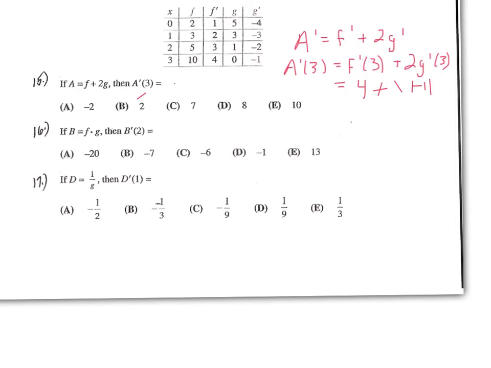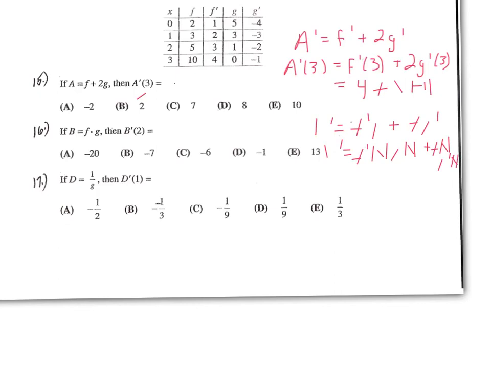B is f times g. So if we want to know b prime of 2 and the derivative of b, we're going to have to use the product rule. So b prime is going to equal f prime times g plus f times g prime. So if we want to know b prime of 2, we're going to need to know what f prime of 2 is times g of 2 plus f of 2 times g prime of 2.